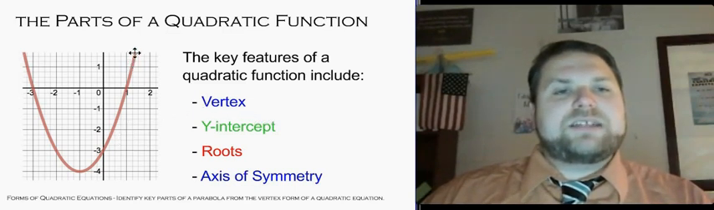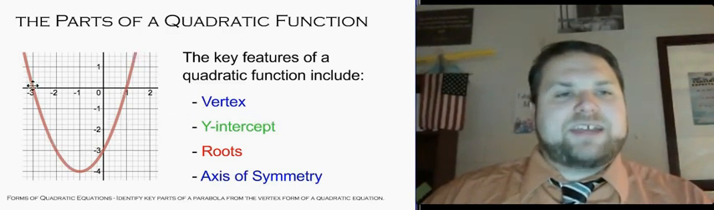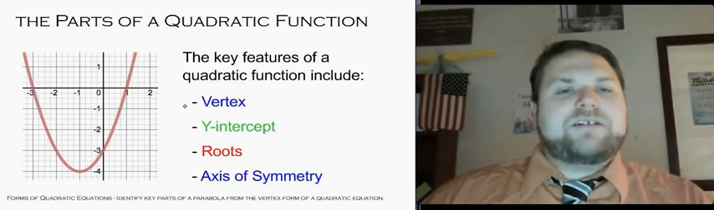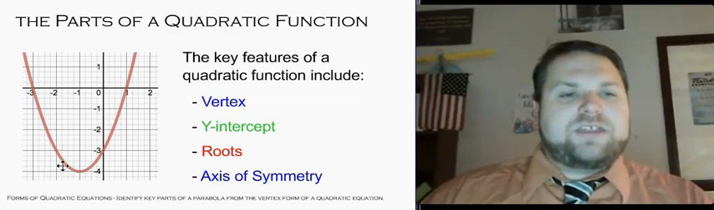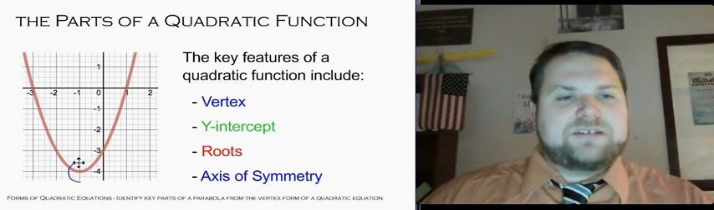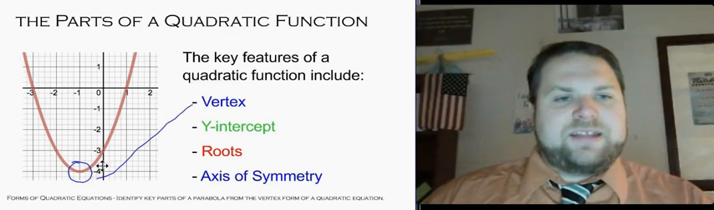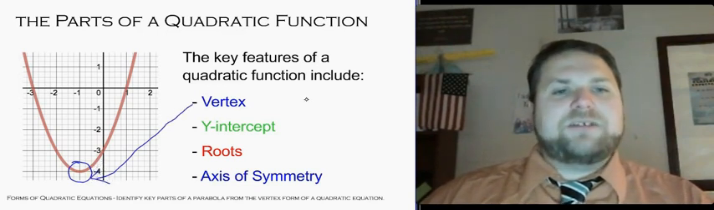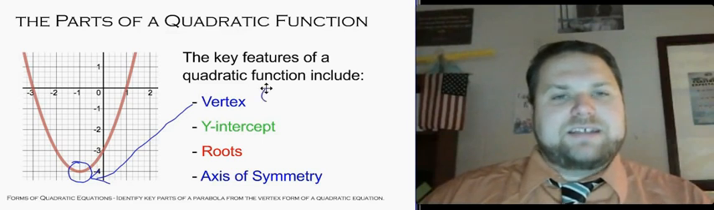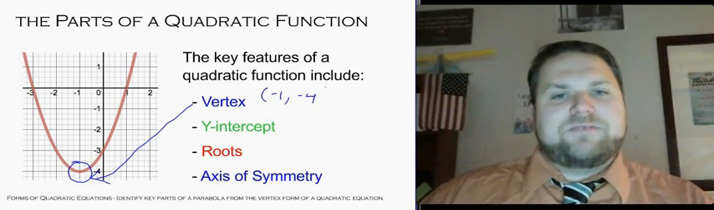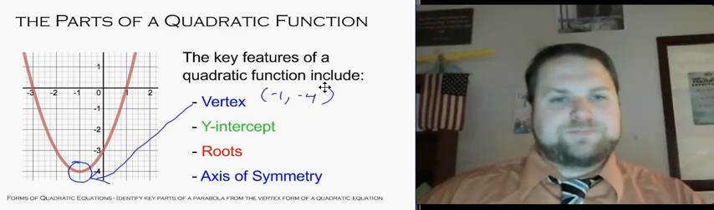So here you can see the graph of a quadratic. Remember, it has this characteristic U shape that we call a parabola. And there are four features that we need to find from our equations. The first is called the vertex, and so that would be this point right here. And I'll draw a line to that. So the vertex, and we always give the vertex as an ordered pair. So in this case, the vertex is at -1, -4.